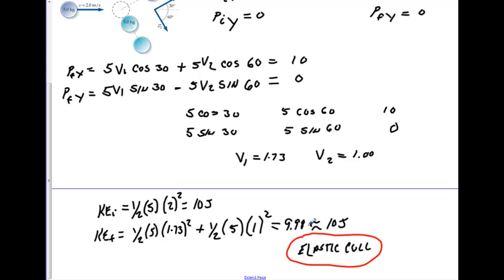Alright, I hope this video helps you understand how to do elastic and inelastic collisions in more than one dimension.